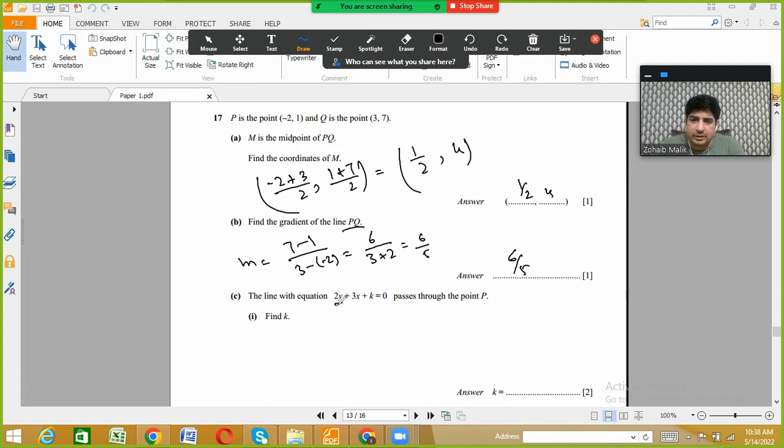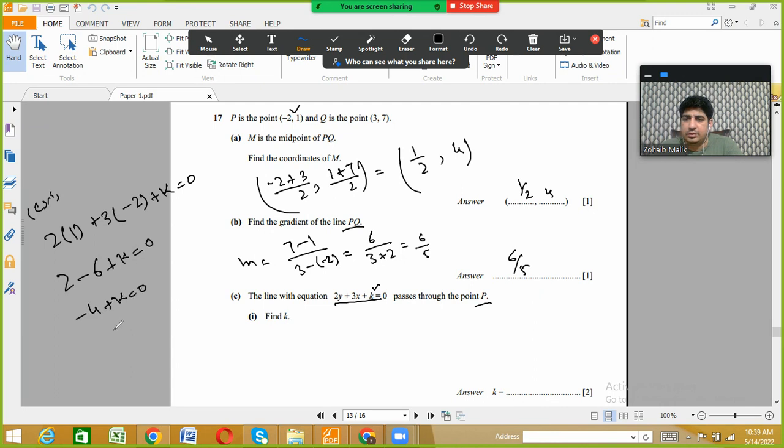So the line passes through the point P. It means it's passing through this point whose x value is negative 2 and y is positive 1. So we have to simplify: we just put the x and y values into this and find the unknown variable k. So part C is here. 2 into the y value, which is 1 in P, and 3 into the x value, which is negative 2, plus k is equal to 0. So 2 minus 6 plus k is equal to 0. Minus 4 plus k is equal to 0. So k is equal to positive 4.